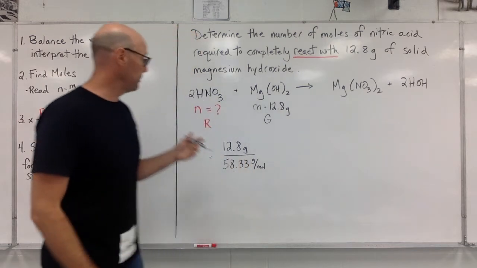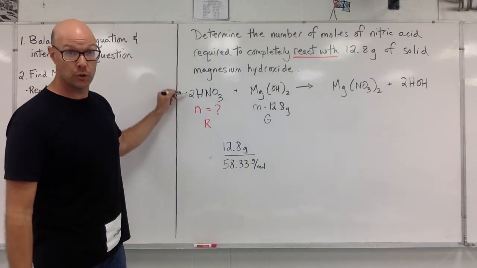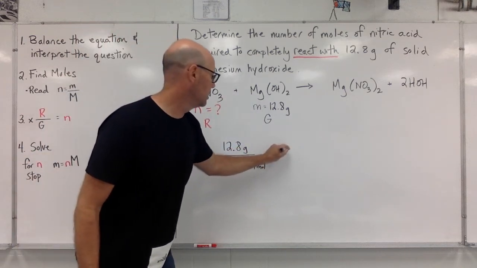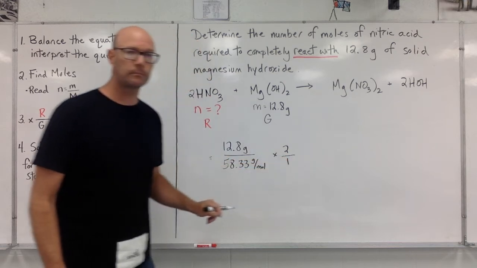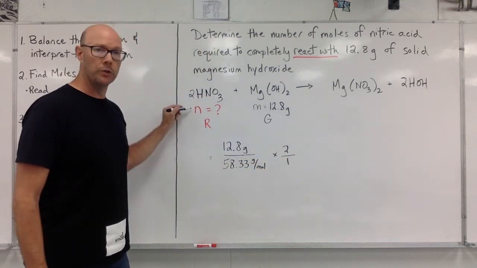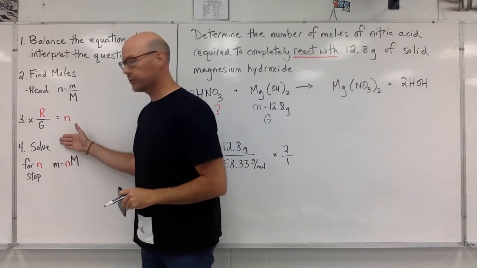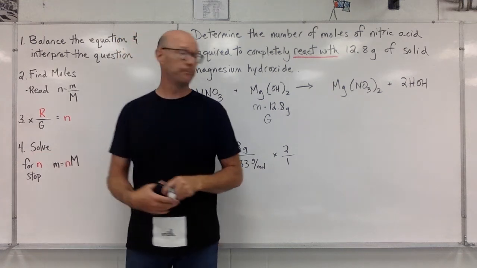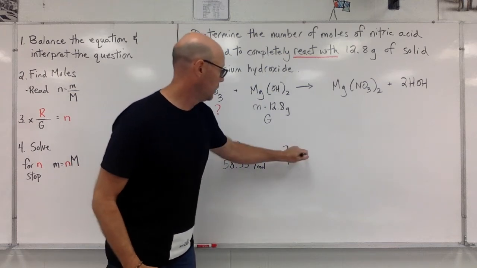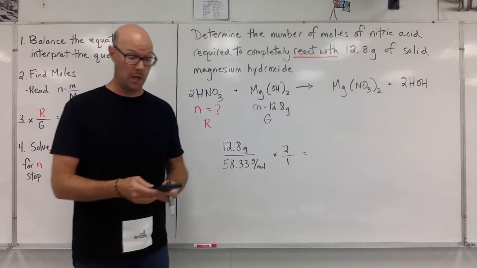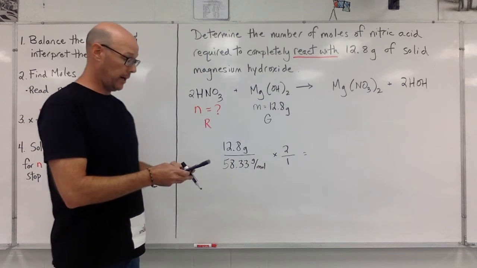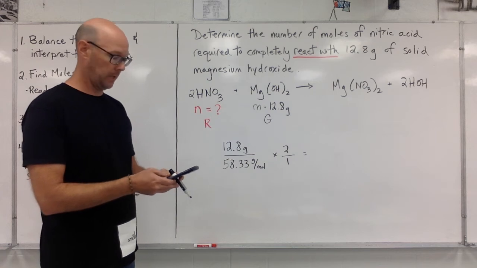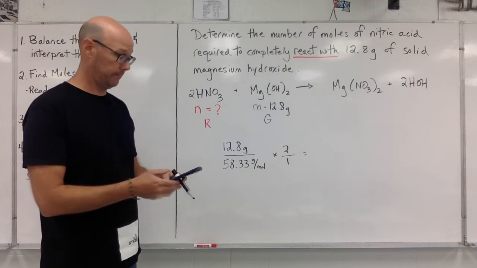After we find the moles, we're going to multiply by R over G. This is where this labeling makes it helpful. R, we have a 2, G balanced with a 1, times 2 over 1. We're looking for the moles. Our final step says solve. If you're looking for moles, if you're looking for N, stop. So here, we're going to stop. We have this calculation, 12.8 over 58.33 times 2 over 1.